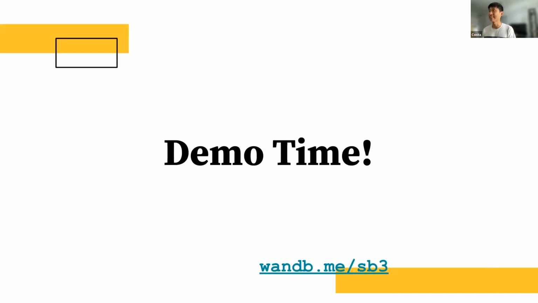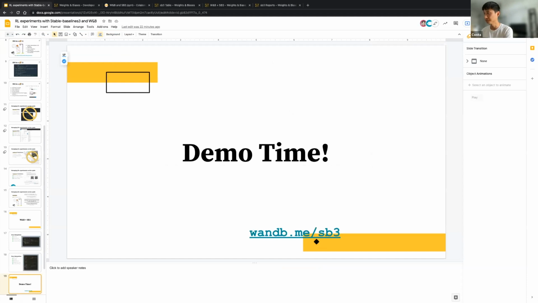So now it is demo time. We're going to open a Colab notebook just to see this end to end, how you can do a CartPole experiment with Stable Baselines and have all of the metrics and videos logged to the cloud. If you go to wmb.me/SB3, that's where you can play with the notebook. So I'm going to go ahead and do that.